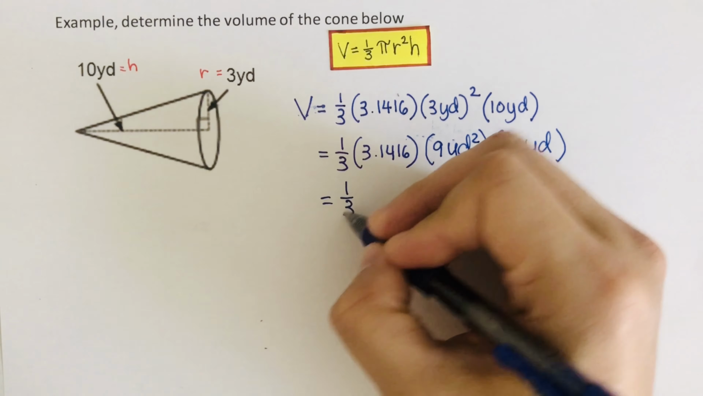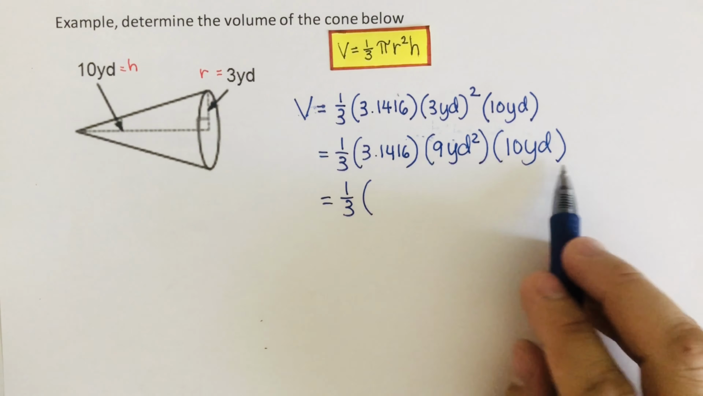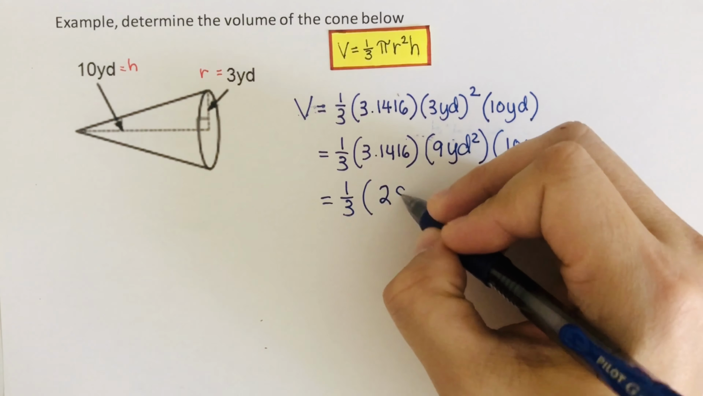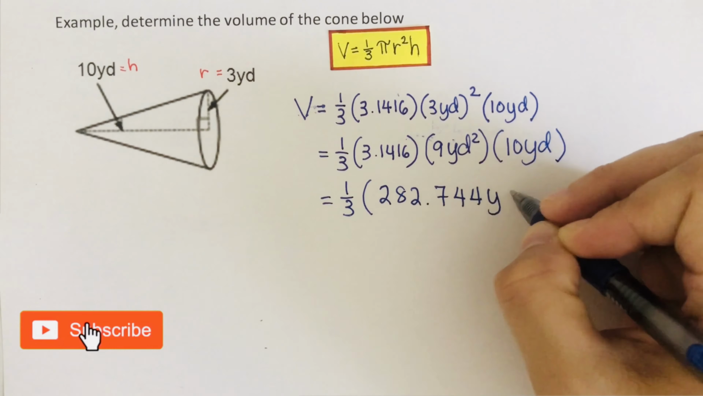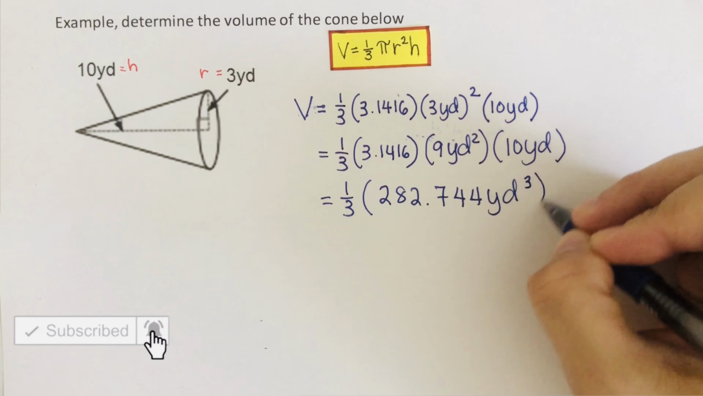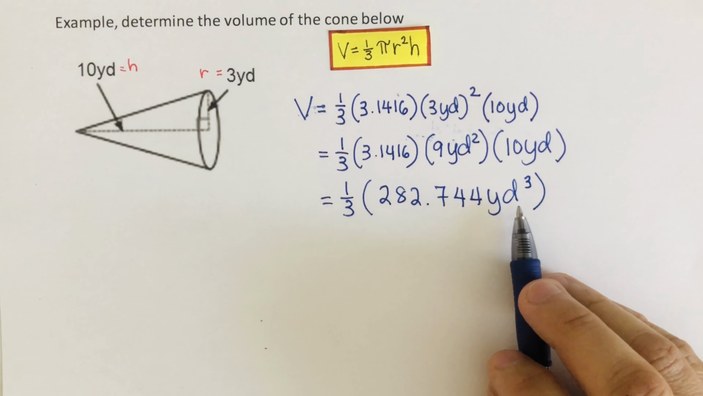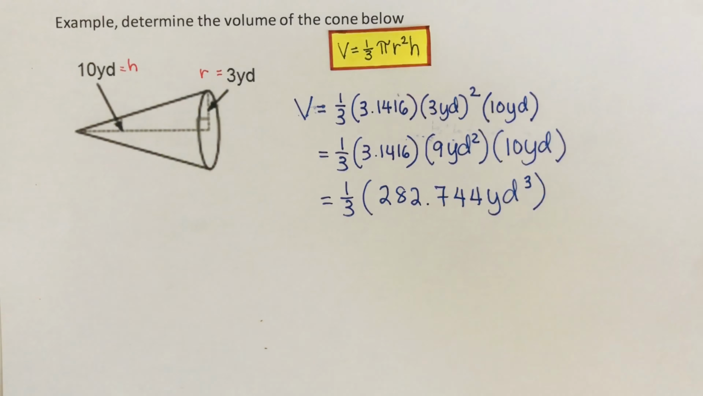And that's 1/3 times. So multiplying these three, this would come out 282.744 yards cubed or cubic yards. You can say cubic yard on this or yard cube. They're just pretty much the same thing.